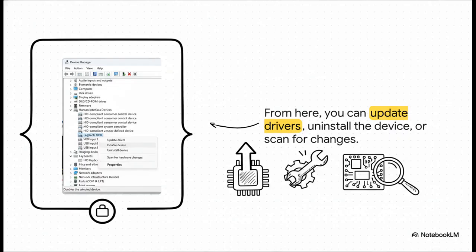But look, disabling it is really just a temporary patch, right? The real magic is that from that same right-click menu, you have all your main troubleshooting tools right there. You can tell Windows, hey, go hunt for a new driver, or you can completely uninstall the device, forcing a totally clean reinstallation the next time you reboot. You can even scan for hardware changes. It's all right there. It really is your one-stop shop for fixing hardware problems.